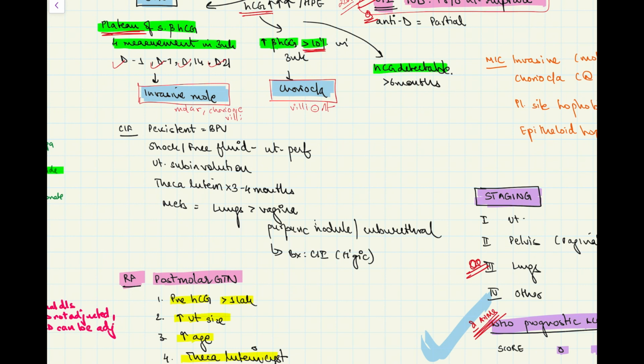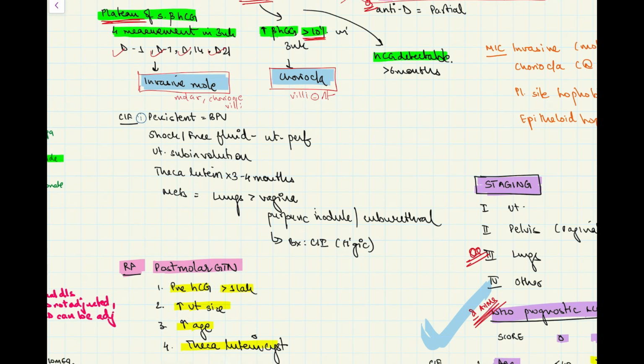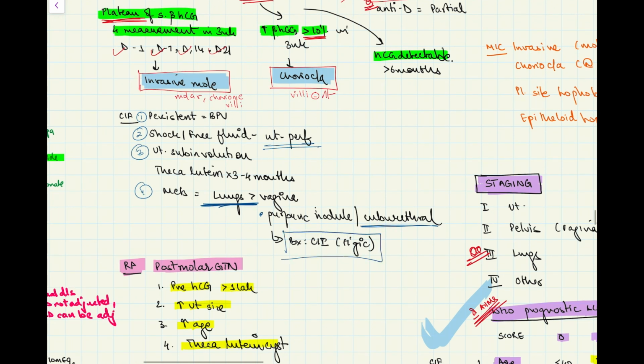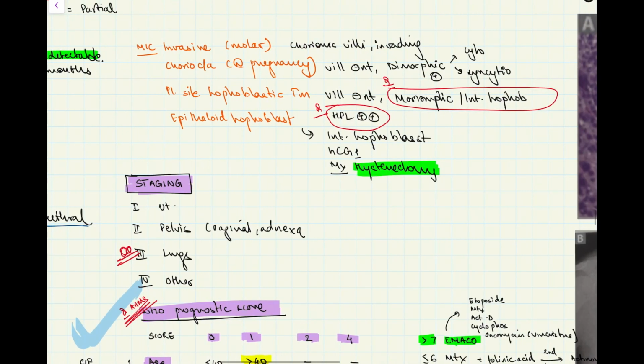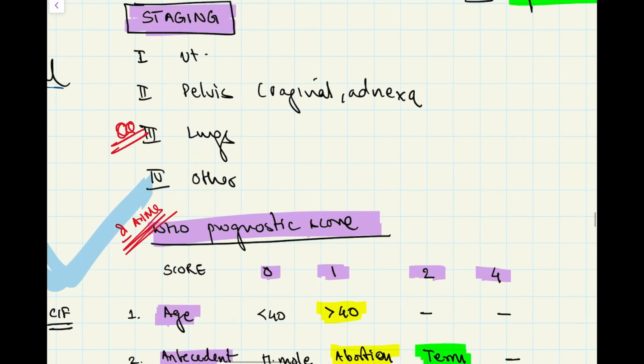and it is characterized by persistent bleeding per vagina, shock or free fluid in the peritoneum due to uterine perforation, subinvolution, and METs, the most common site being lungs more than vagina. Vaginal METs would present as purpuric nodule or as suburethral nodule, and for vaginal METs the biopsy is contraindicated as they are hemorrhagic.